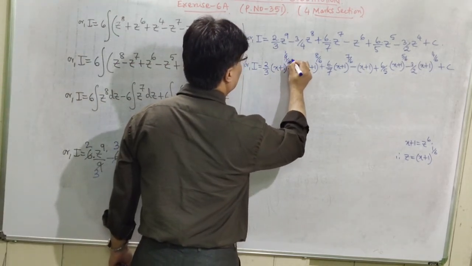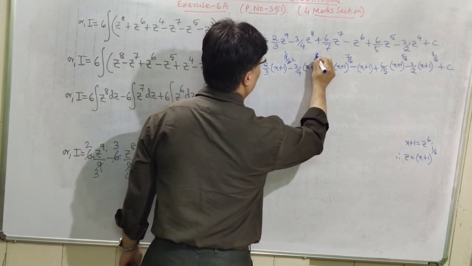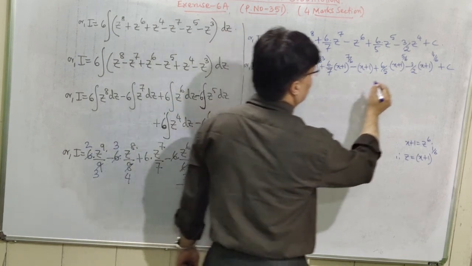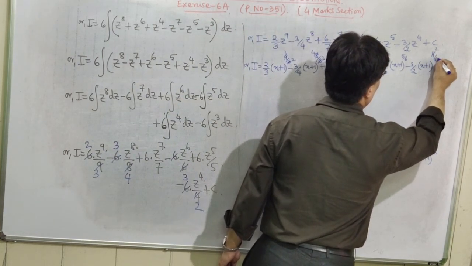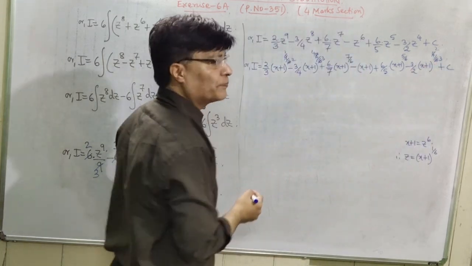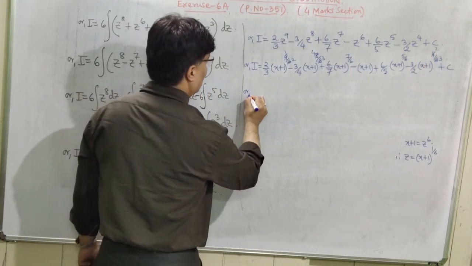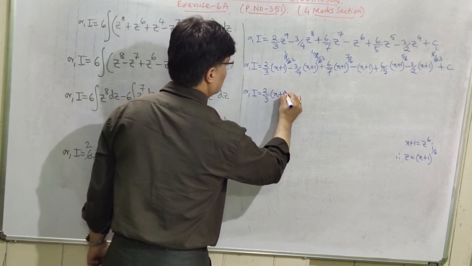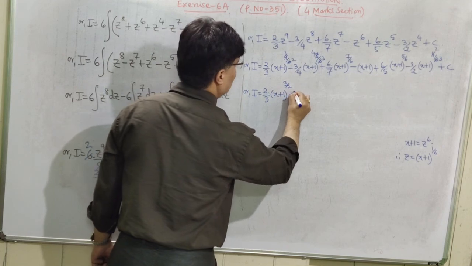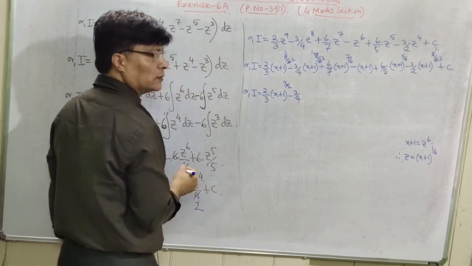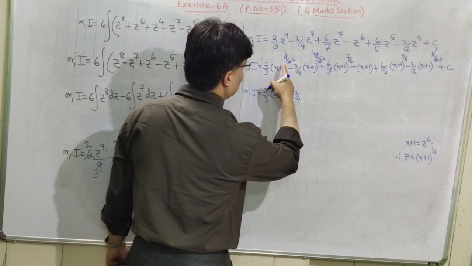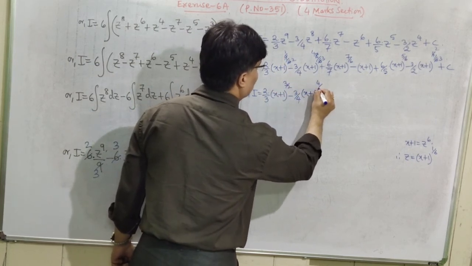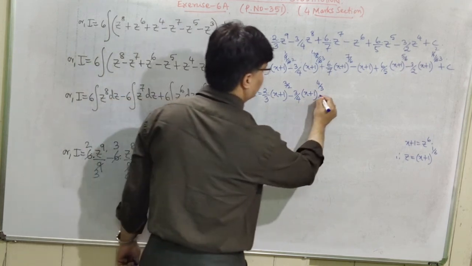3 3s are 9. 3 2s are 6. Okay. 2 4s are 8. 2 3s are 6. So here 2 2s are 4, 2 3s are 6. Okay. So I is equal to, what are the remaining terms? 2 by 3 x plus 1 whole to the power 3 by 2 minus 3 by 4 x plus 1 whole to the power, 2 4s are 8, 2 3s are 6, that is 4 by 3.